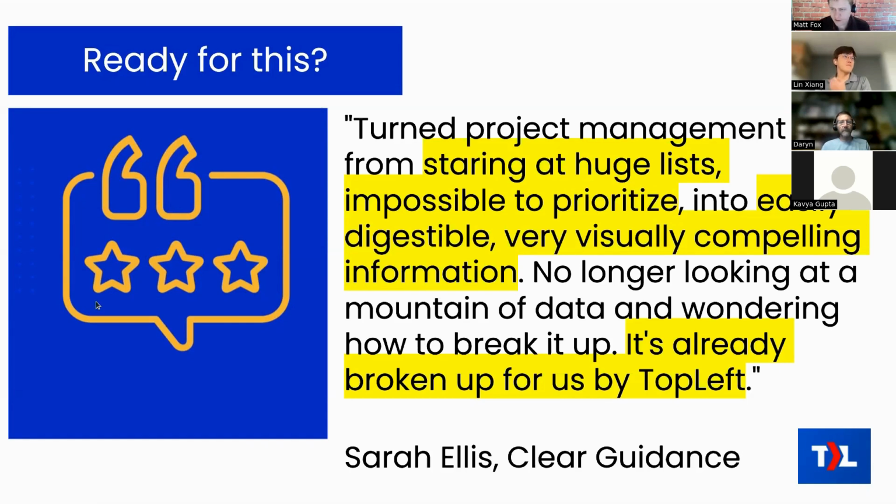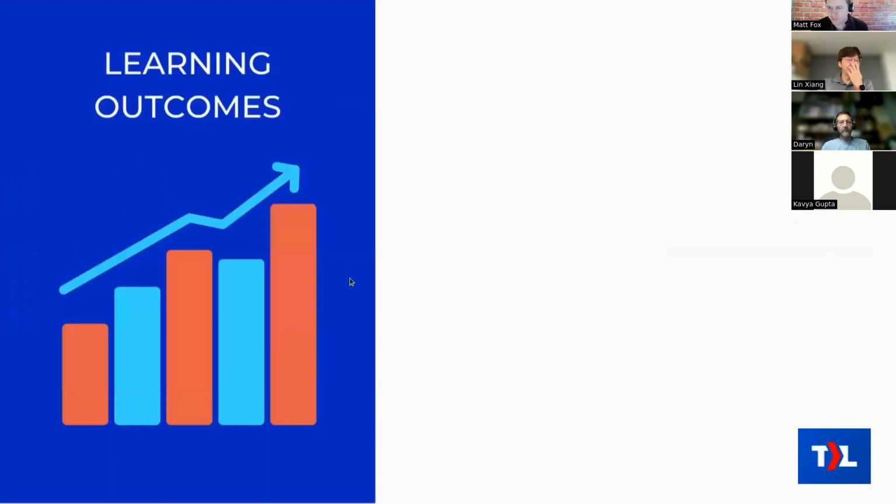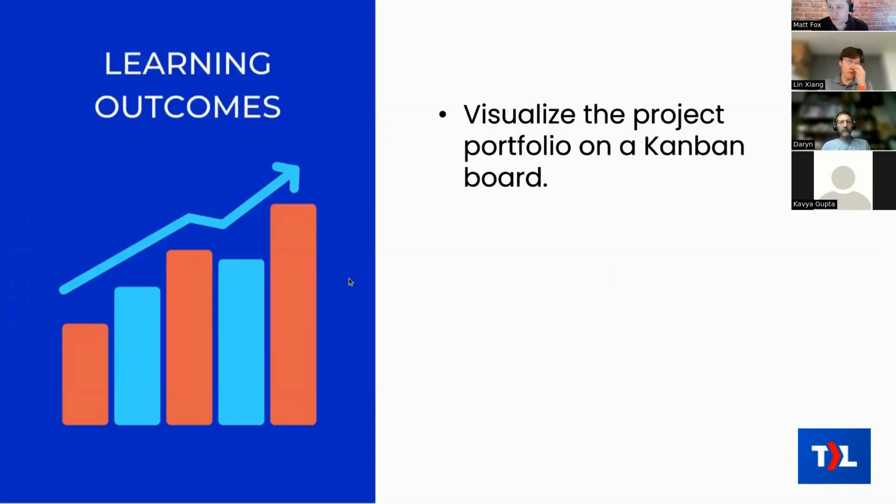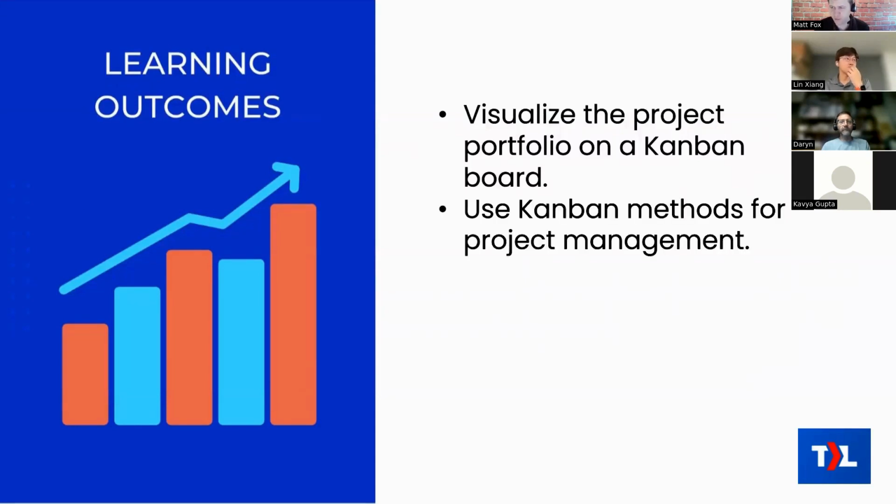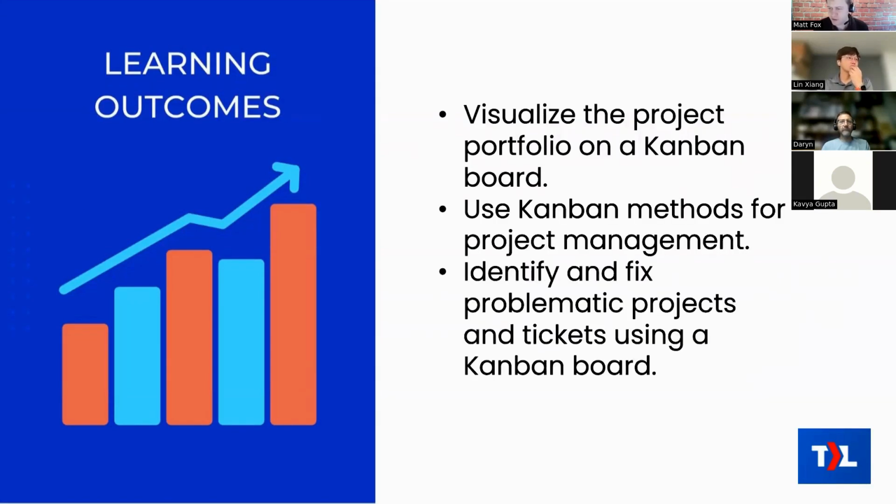What we're going to talk through today is visualizing the project portfolio on a Kanban board, basically looking at all the projects that you have going on at one time and trying to get some insight into that using Kanban methods for project management, and also identifying and fixing problematic projects and tickets using a Kanban board. It's kind of a review from last week on the service stuff, but we'll go through a little bit of that. And I have some tips and tricks that are good for MSPs who are using Top Left.